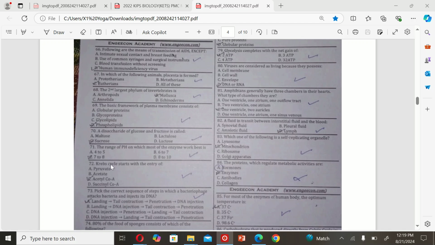The next MCQ is: Krebs cycle starts with the entry of A. Pyruvate, B. Acetate, C. Acetyl coenzyme A, and D. Succinyl coenzyme A. So the correct option is C, acetyl coenzyme A.